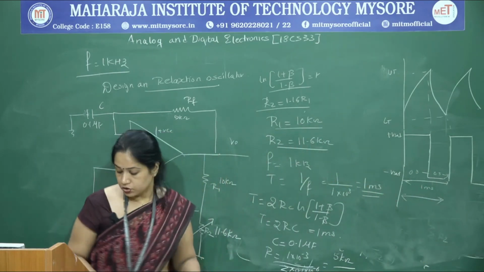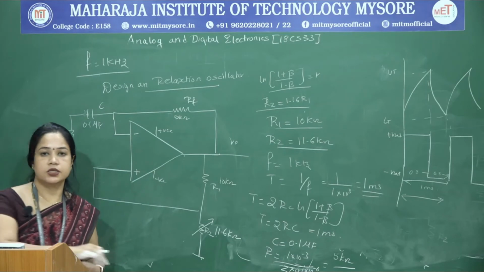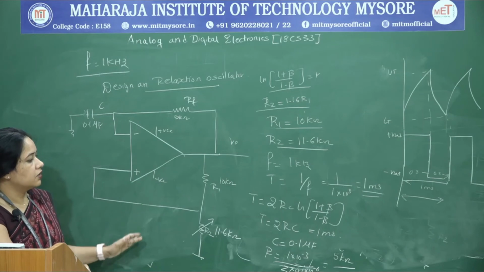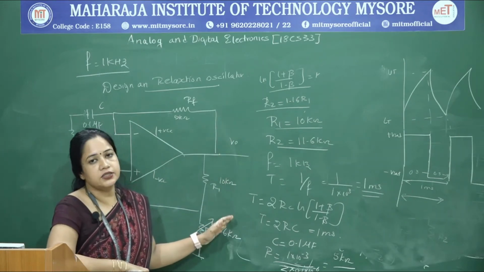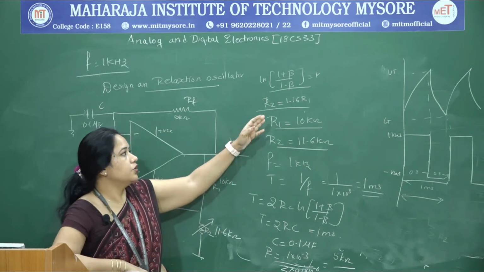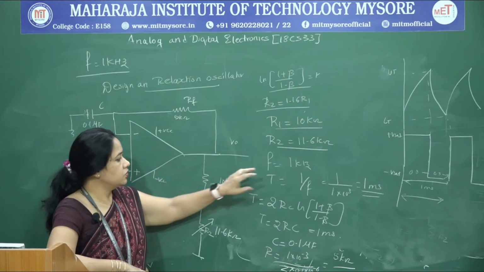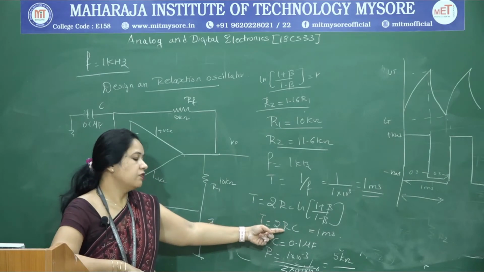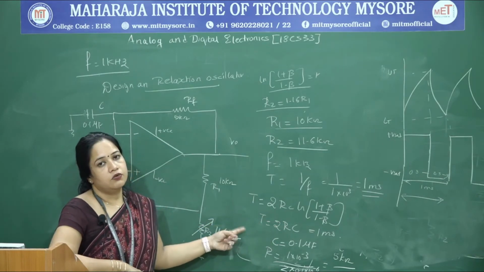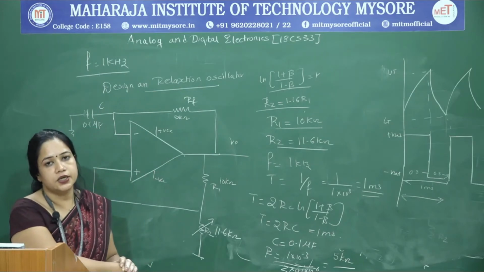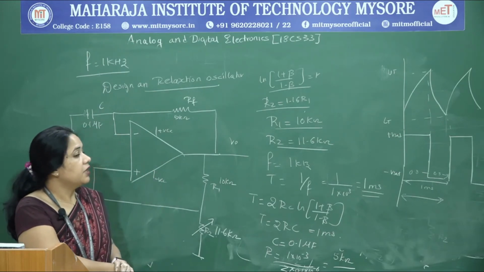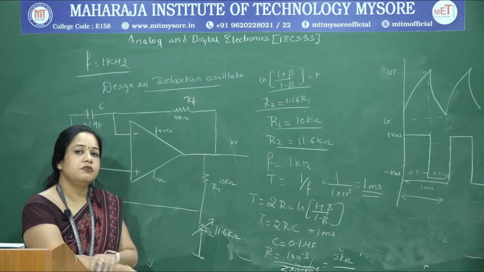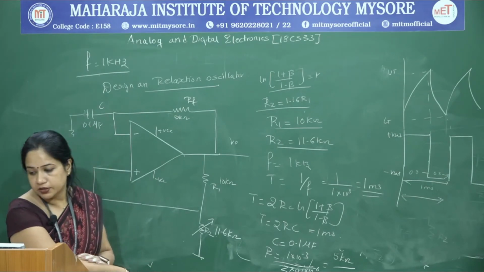So, you could be asked to solve similar problems on the relaxation oscillator. The only thing, to make the design simpler, is to choose R2 equal to 1.16 R1. Then your design expression reduces to T is equal to 2RC. Choose a suitable value of C, find the corresponding value of R, and your design is ready. With this, we complete our discussion on the relaxation oscillator. In the next class, we will take up the multivibrators.